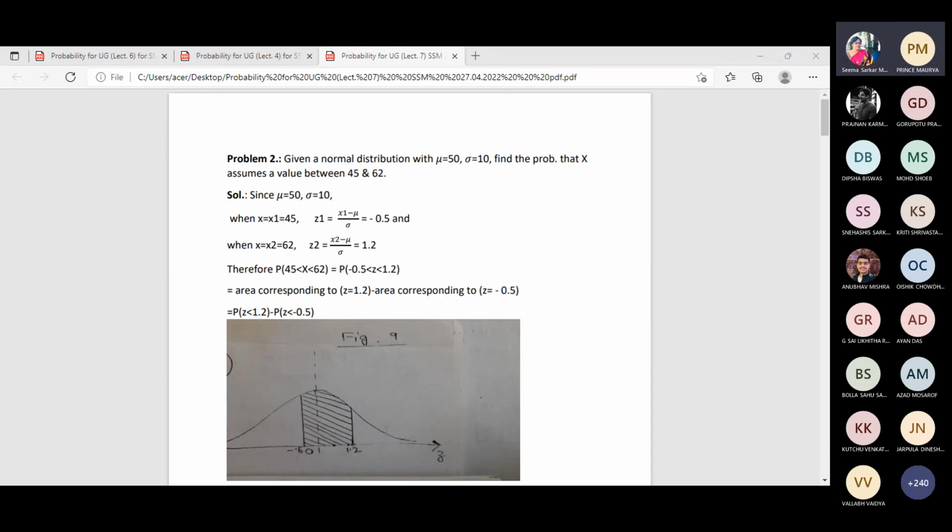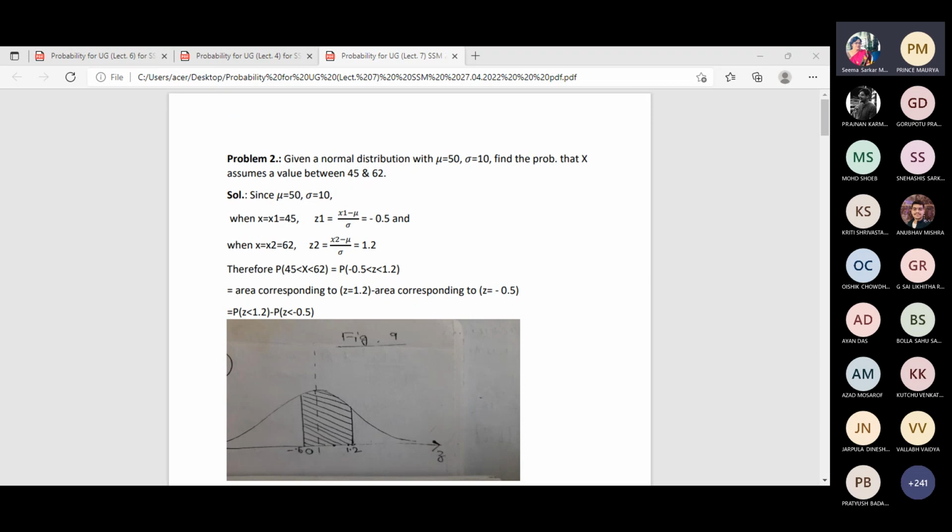I'm repeating once again. Your area is given and you have to find the X value. X value means the ordinate of X for which the area is 45%. But 45% means 0.45. This area in the table is given in terms of Z. So 0.45 is in terms of Z, and that area will give you some Z value for which you get the area to the left of that Z value as 0.45. So you can find the Z value from your normal distribution table.